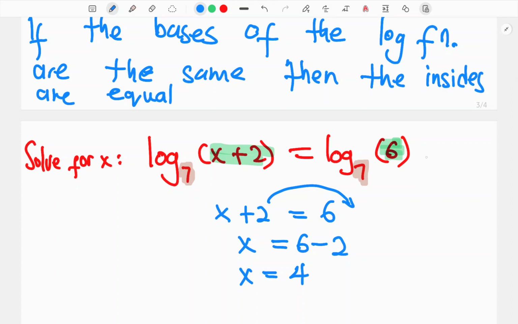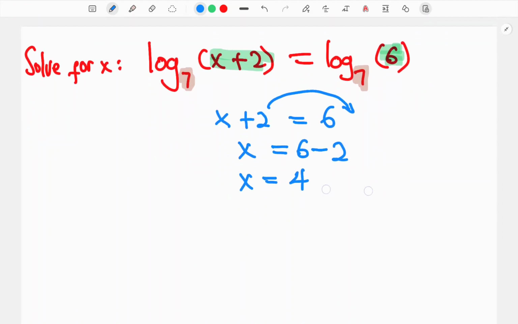So you wouldn't do this if you had something like a plus something here. You wouldn't be allowed to do this, but we'll unpack that later. But the main thing is that the bases are the same, and then we equate their insides, right? When the bases are the same, we equate the insides. Let's make that note so that you remember.